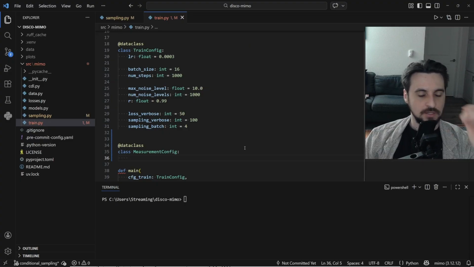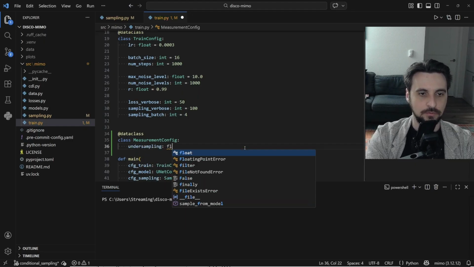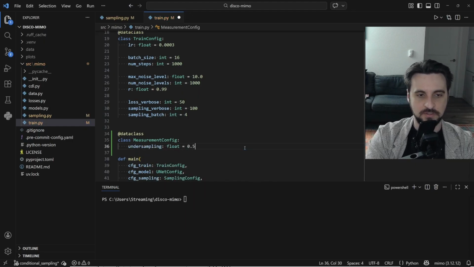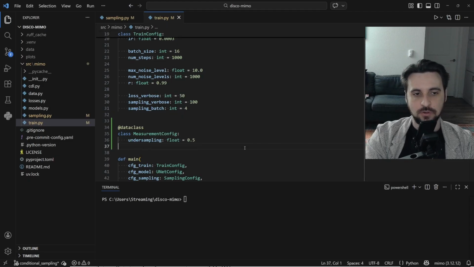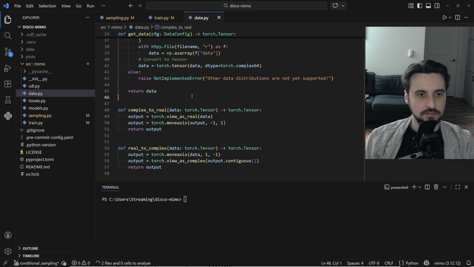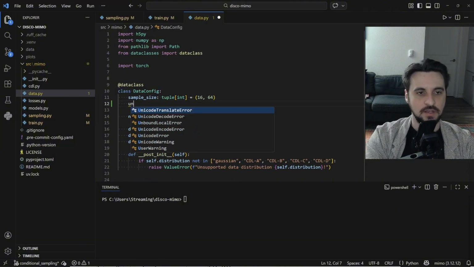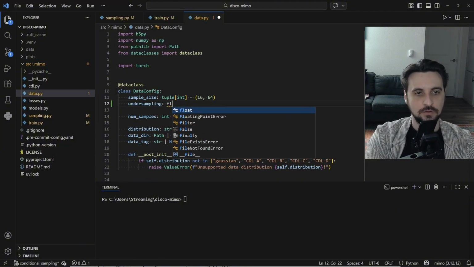So what do we need here? Let's call it an undersampling, which is a float, and we'll put it to 0.5, half by default. I think that's it. That's all we need, because we know the pilots are always plus minus 1. So then it's just a matter of picking the right one. Okay, this is not worth a config then. Hang on, where do we put this? In data? Yes, it should live in data. So undersampling, float.